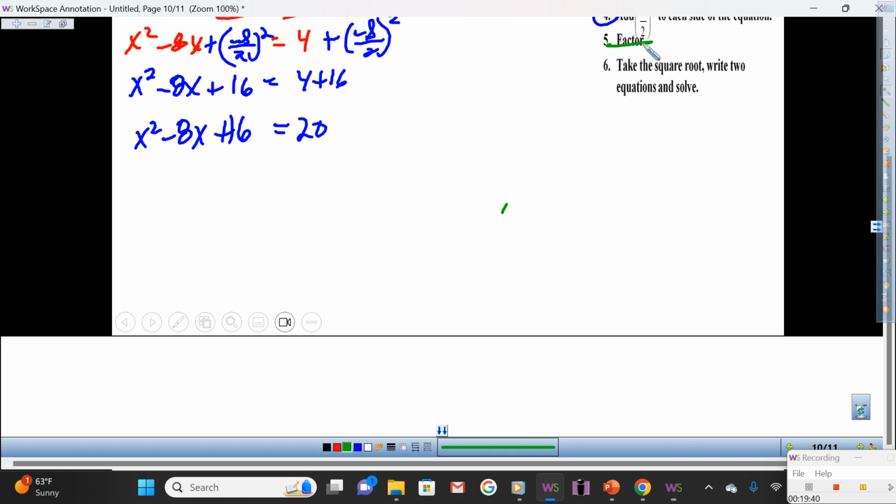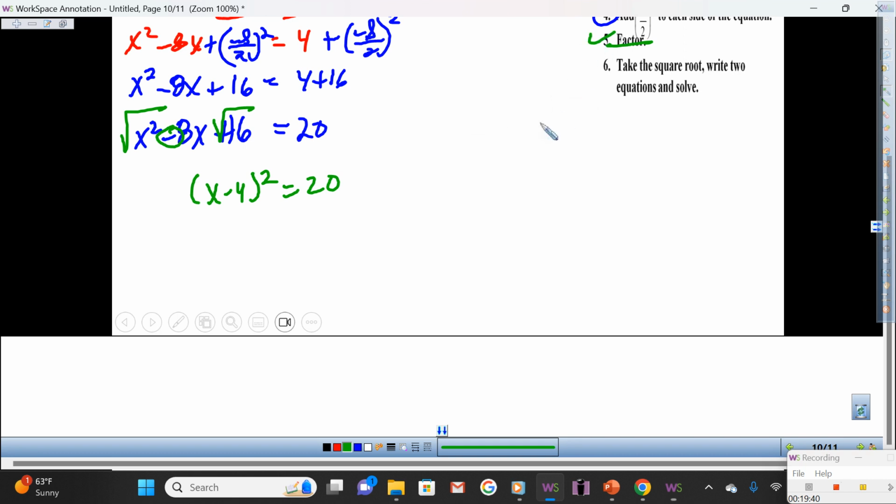Factor. How do we factor? Bree. X minus 4 squared equals 20. That is correct. How did she get that? Maya G. Yeah, square root the first term and the last term and use the sign of the middle and write it as squared. That is correct.